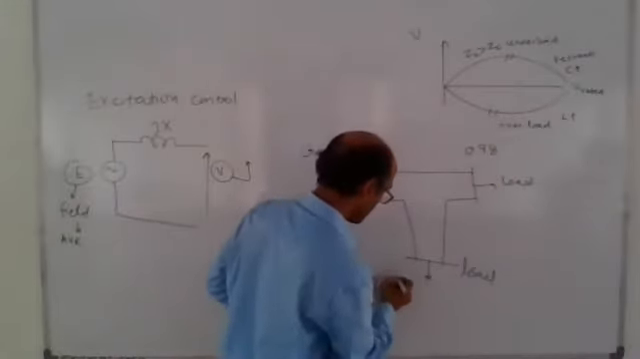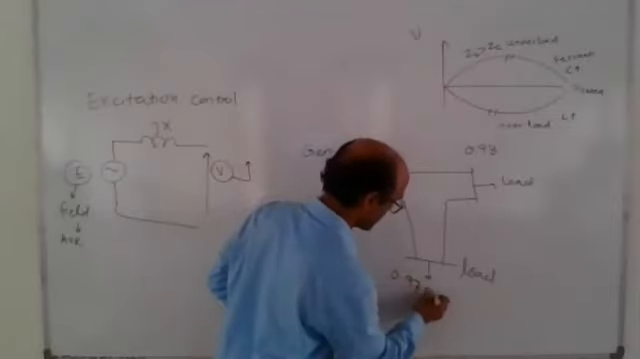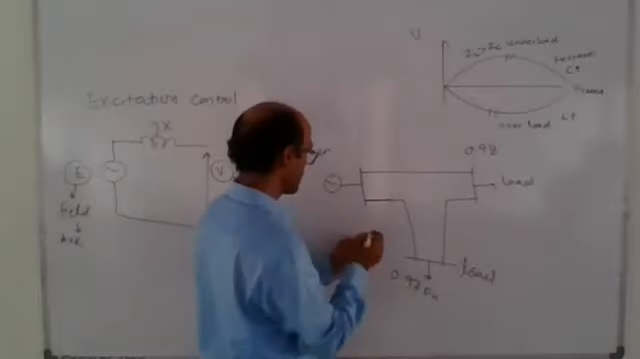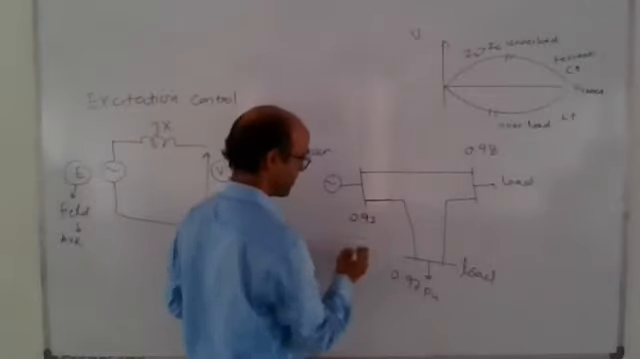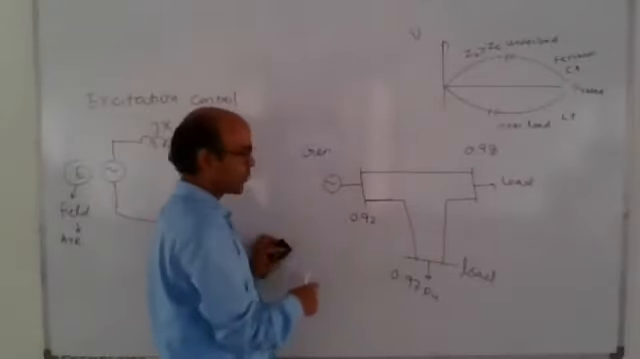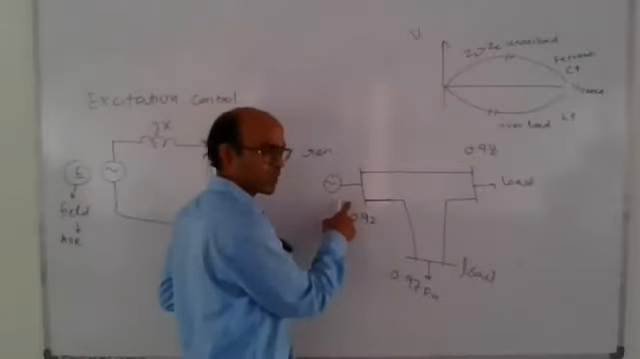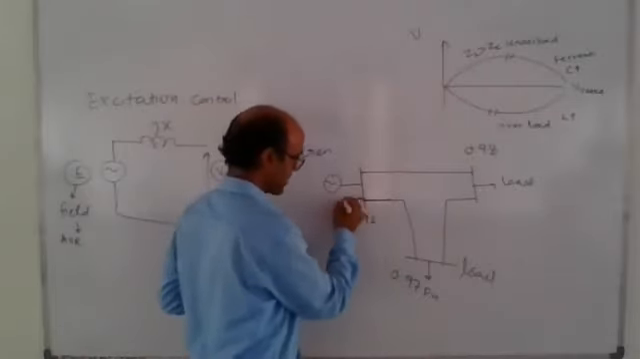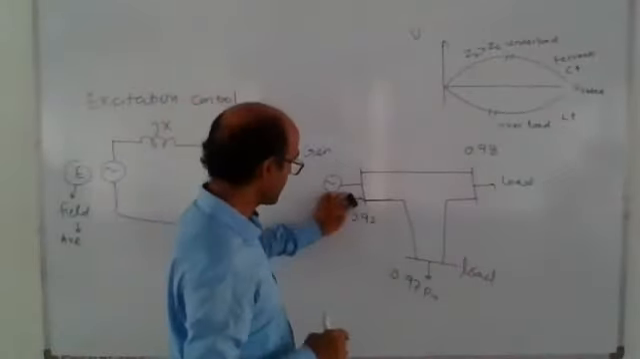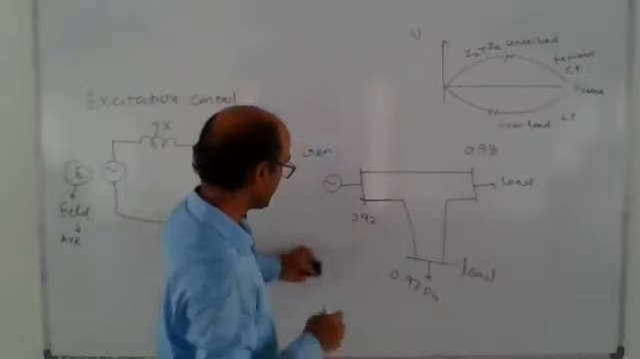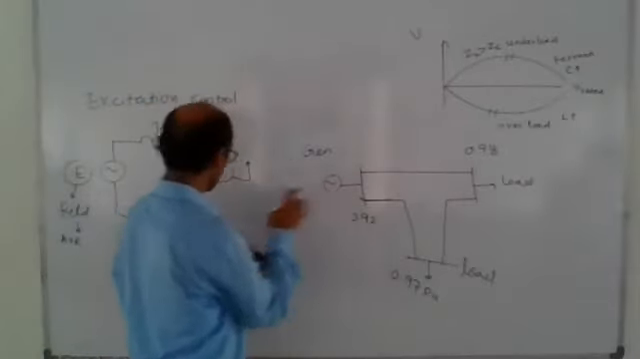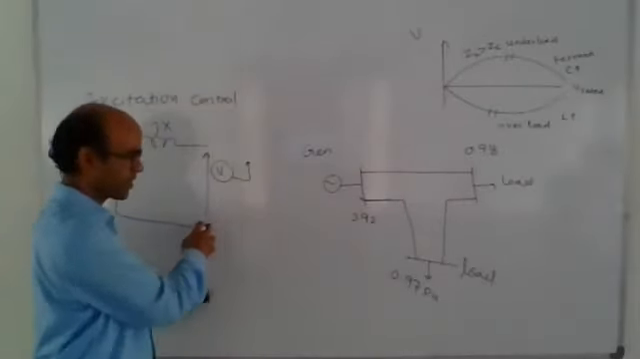Suppose this voltage is 0.97 PU. So this voltage is also not required to be controlled. Suppose this voltage is going to 0.92. Then this voltage is going below 0.95. So this voltage is required to be controlled, by using some external devices or by controlling the excitation of the generator. If I control by excitation, that is internal voltage control, by varying this voltage we can vary the terminal voltage of the generator.